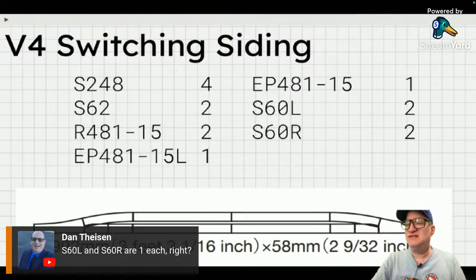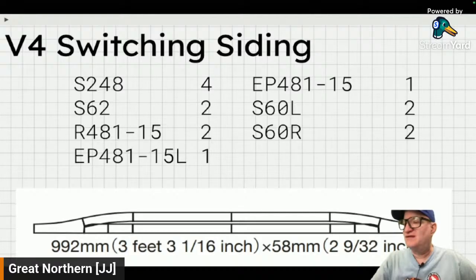And let's see, Dan says S60L and S60R are one each. Yes, that is an incorrect thing on the slide. Transcription error. And so those are these little pieces that have a little wedge cut out right here. And that's because this is so tight here that if there wasn't that wedge cut out, you couldn't put this curve here with a straight piece there. Okay, good call out.